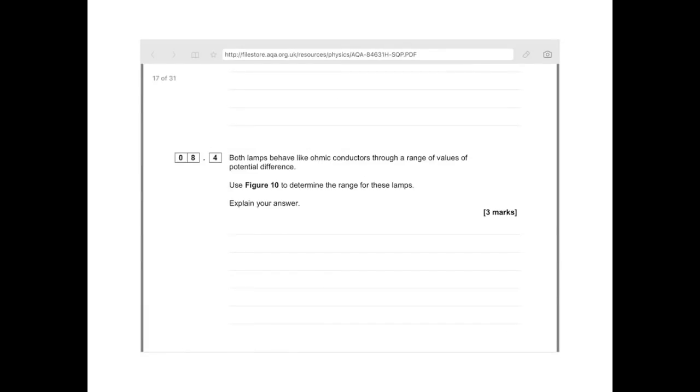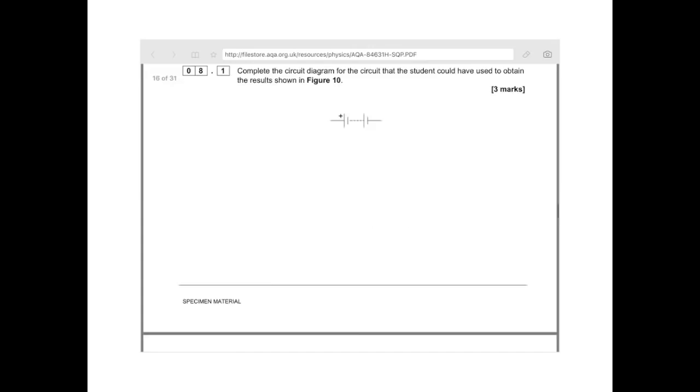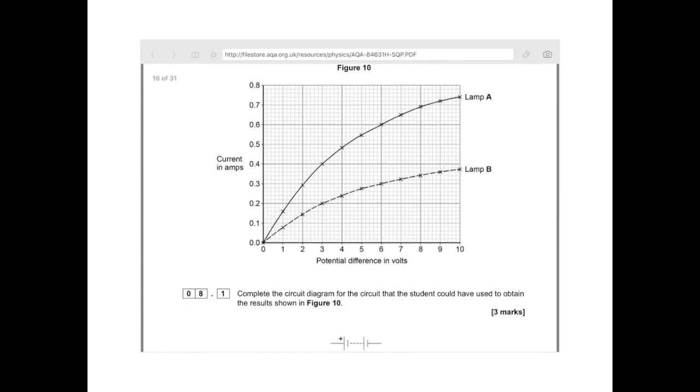Both lamps behave like ohmic conductors through a range of values of potential difference. Use figure 10 to determine the range of these lamps. Explain your answer. Whoa, that's hard again. So first of all, you need to state or know Ohm's law, which is that the current through a conductor between 2 points is directly proportional to the voltage across the 2 points. So you're looking for the portion of the graph where the line is straightest, which is actually near its origin. So you're looking around these bits here.